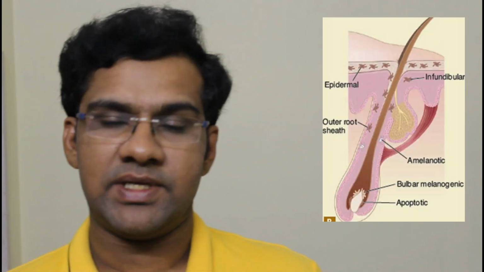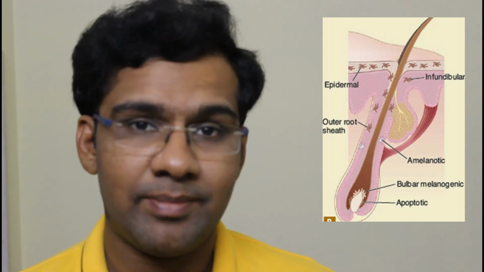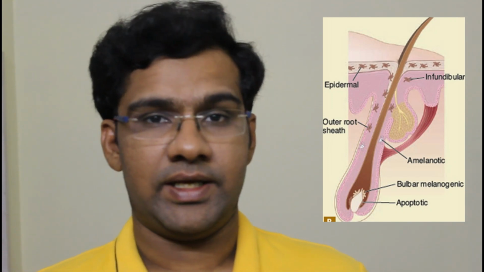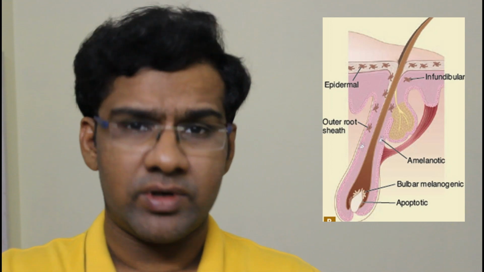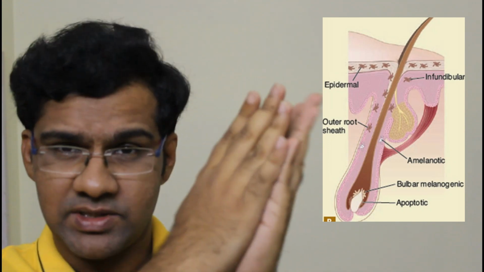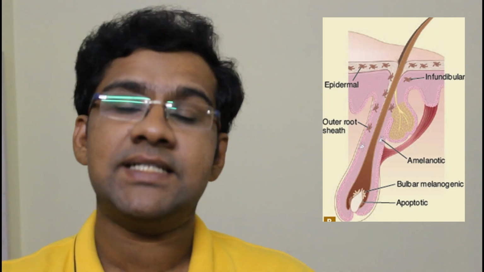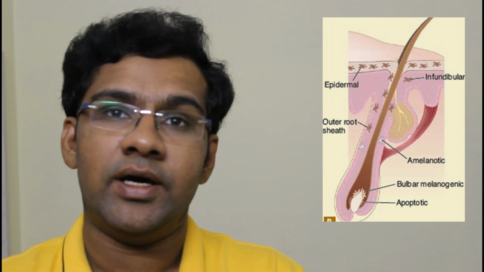Coming to the relation of melanocytes with the hair follicle. The concentration of melanocytes in the hair follicle is high. Second, the stem cells related to melanocytes are present in the bulge region of the hair follicle, and there is cyclical modification in melanocytes along with the hair cycle. That is, during early anagen, even before the anagen is starting, there is proliferation and migration of the melanocytes from the bulge region to the bulb region, and by the end of the anagen phase, these melanocytes start getting apoptosed, and this is why only the anagen hair bulb contains melanin.